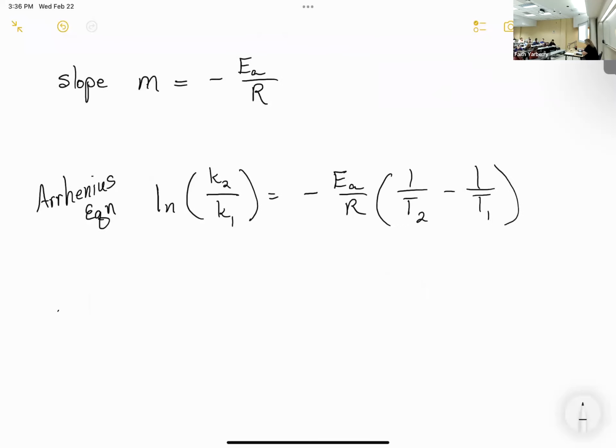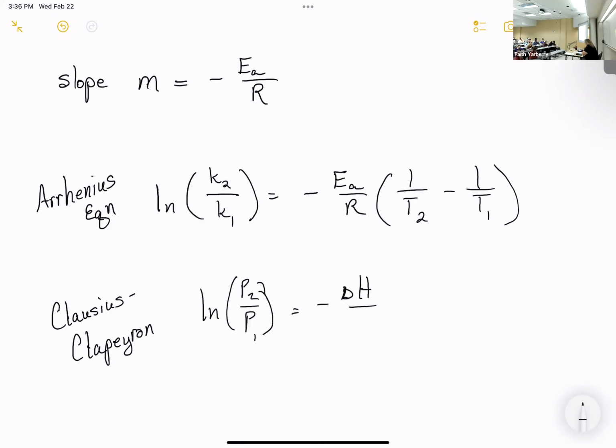which should remind you of the Clausius-Clapeyron equation, which was the natural log of P2 over P1 was equal to negative delta H over R times 1 over T2 minus 1 over T1. They're quite similar. So you should have the skills to perform this math. So let's do a problem.